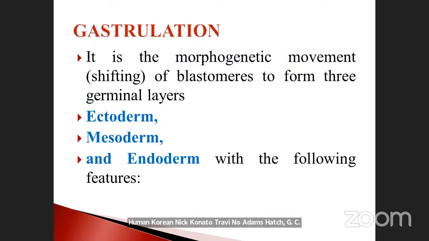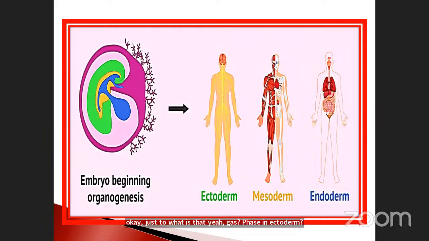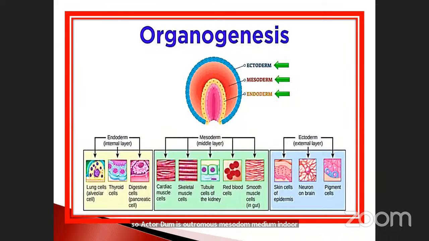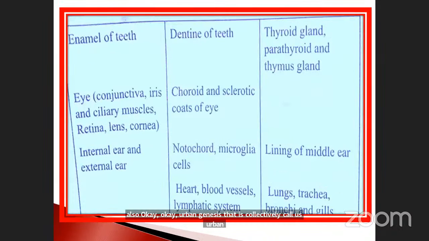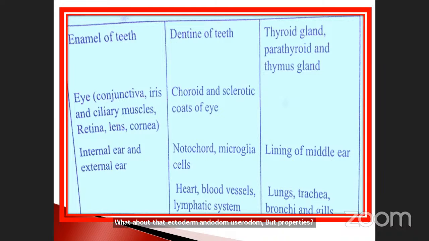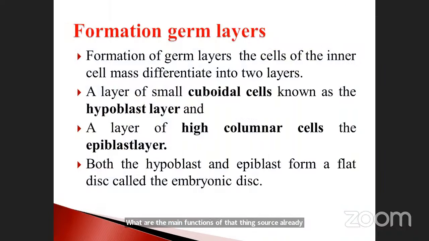Gastrulation: ectoderm, mesoderm, endoderm. We already discussed that. Ectoderm is the outermost, mesoderm the middle, and endoderm the inner part. Collectively this is called organogenesis. What are the properties and main functions of ectoderm, endoderm and mesoderm? We already discussed that. Formation of germ layers: there are two types of germ layers. What type of cells? The hypoblast layer is cuboidal cells, and the epiblast has tall columnar cells. That we also already discussed.